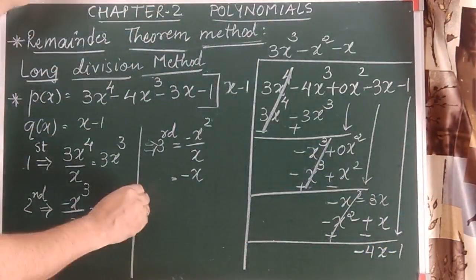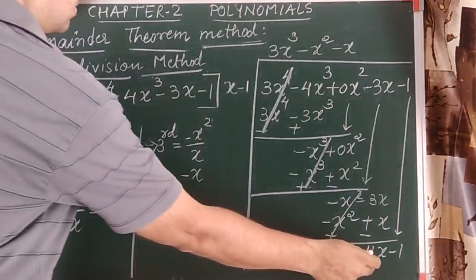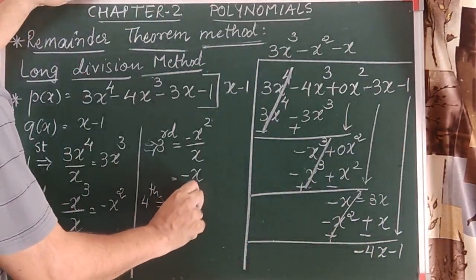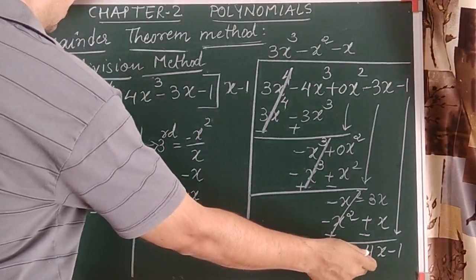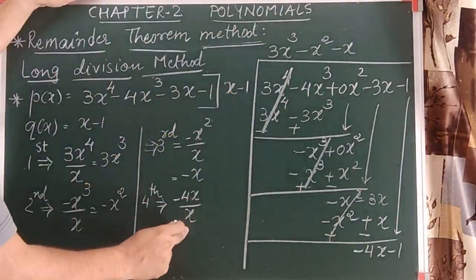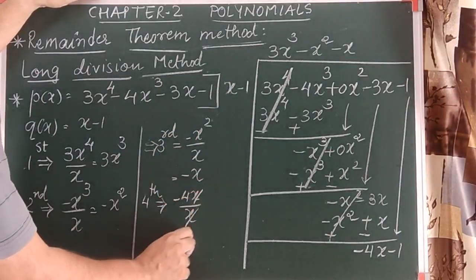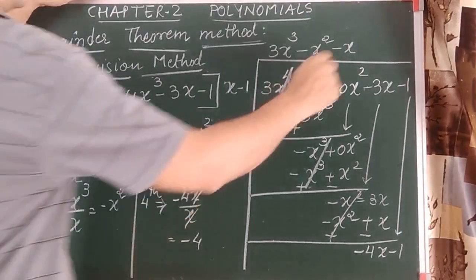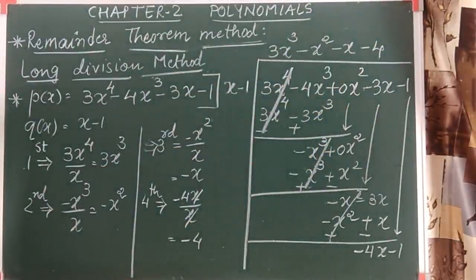Now again we have to obtain the fourth quotient term. The first term of the dividend is minus 4x and the first term of the divisor is x. The x's cancel, so it comes minus 4. Now look here, we obtain the constant. Now further division won't be possible.